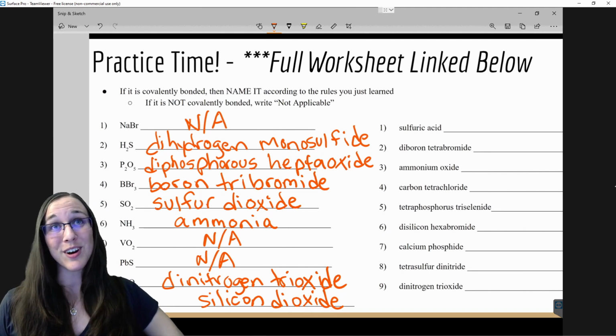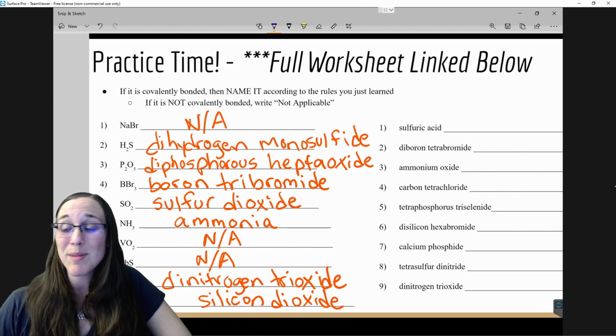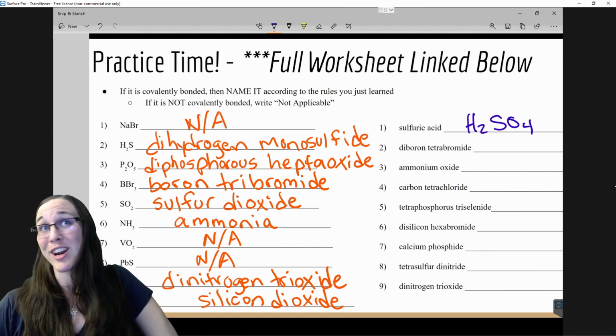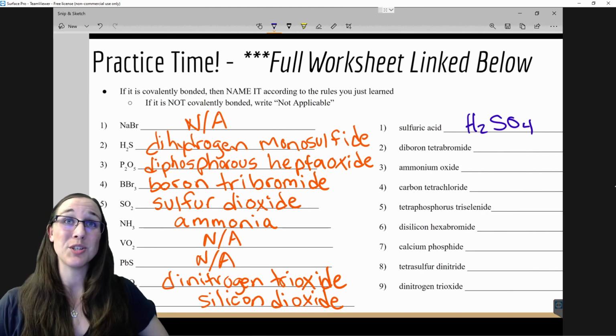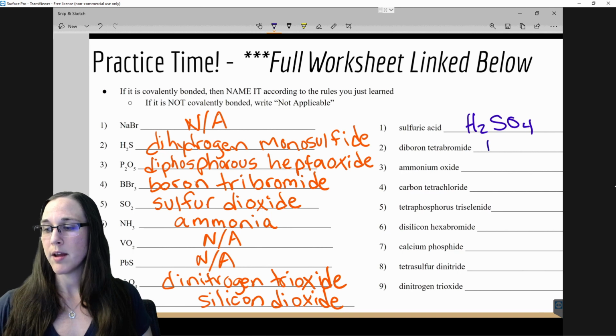Let's try the reverse. There's sulfuric acid. That's another trick one. We use that as a common name, and that should be H2SO4. That's one you just have to memorize. You got to know it. Sulfuric acid is H2SO4. Diboron tetrabromide. That means there are 2 borons and 4 bromines. So we need boron B, and we need to put a 2 at the bottom. And we need bromine, Br, and we need to put a 4 at the bottom for tetra.